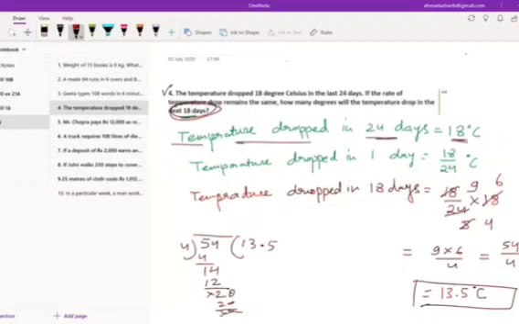18 degrees centigrade. So temperature dropped in 1 day is equal to 18 upon 24 degrees centigrade. What you have done, you have divided 18 by 24. Whatever the number is here, you will bring this number into the divide in the next step. Now, you have to find the temperature dropped in the next 18 days. So you have to multiply 18 upon 24 by 18. Just solve the value and you will find your answer as 13.5 degrees centigrade.